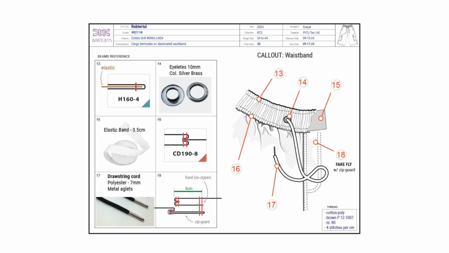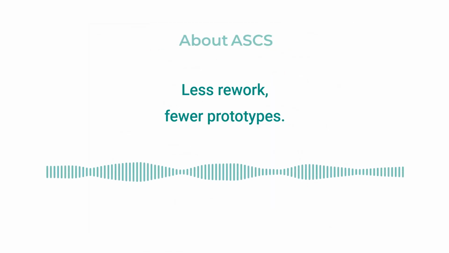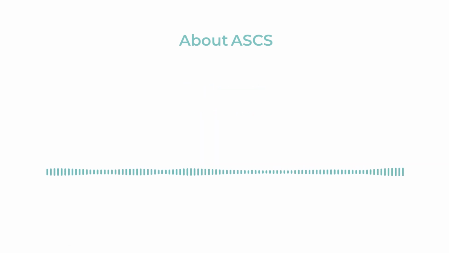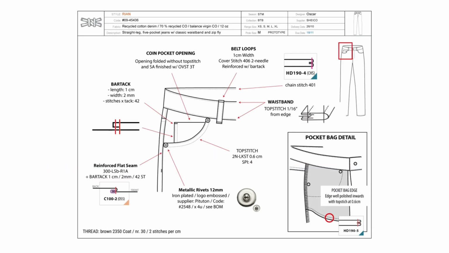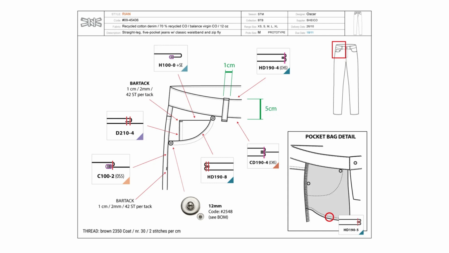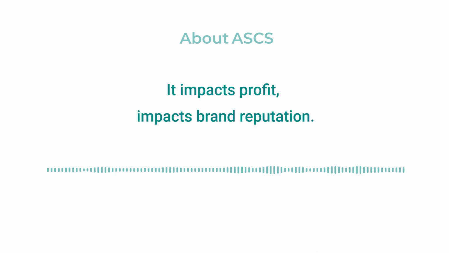That really raises a point. In an industry that moves so fast, think about those savings. Less rework, fewer prototypes. That's real money, real time. It is. I actually worked with a client once, before they used ASCS, who had constant issues with their denim jeans. Different factories interpreted the crotch seam slightly differently. Now I can imagine the problems that caused. Yeah. ASCS basically solved that overnight by providing one clear visual definition. It optimizes that whole complex chain, impacts profit, impacts brand reputation.